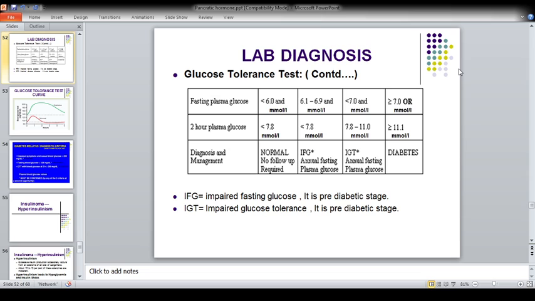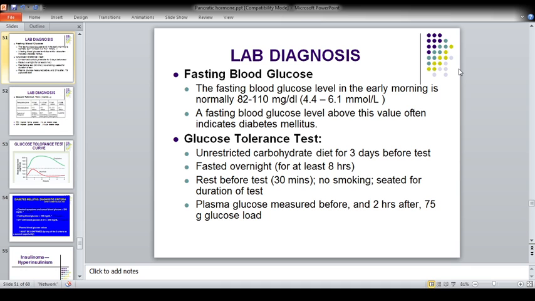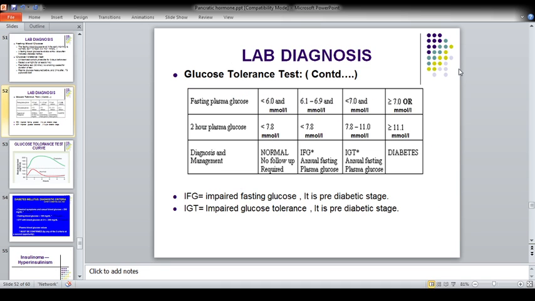So how do we interpret these results? At fasting, if the plasma glucose level is less than 126, and after 2 hours it is less than, I think it is 180, we say the patient is not suffering from diabetes. I'll send you this chart, and you can look at it.